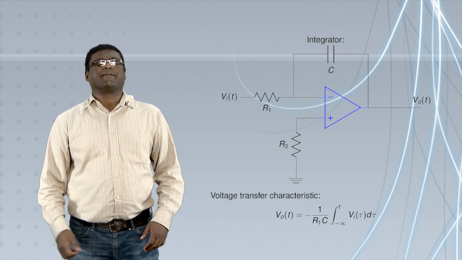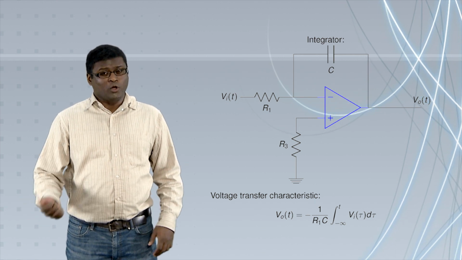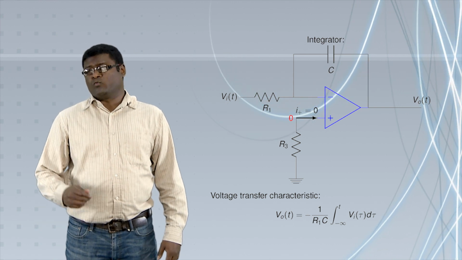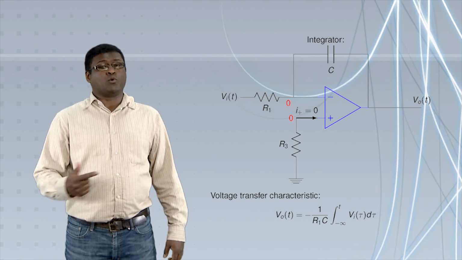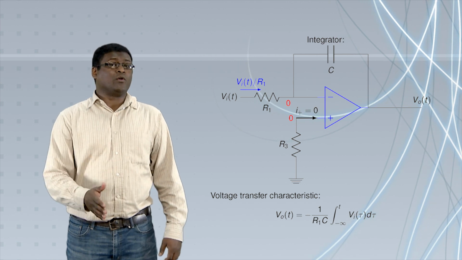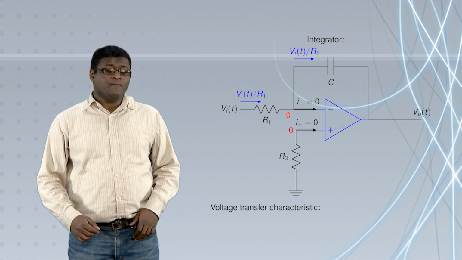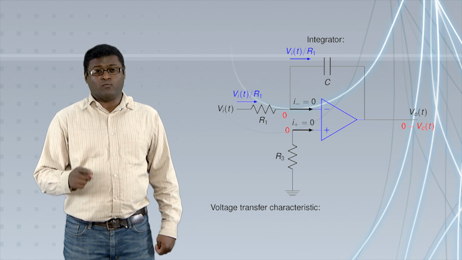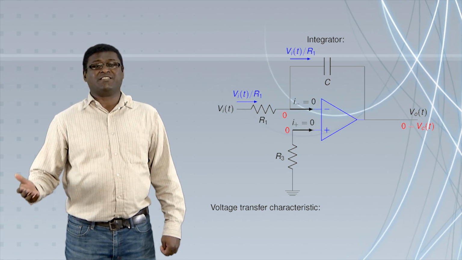Okay, let's analyze this circuit. The same rules apply again. Since there is no current going into the non-inverting pin, the voltage there is 0. Using virtual short, you can say the voltage at the inverting pin is also 0. This means the current going through R1 is Vi of t over R1. Now since there is no current going into the inverting pin, all that current goes through the capacitor. Okay. Now the output Vo of t is equal to 0, which is the voltage at the inverting pin, minus the voltage drop across the capacitor Vc of t.